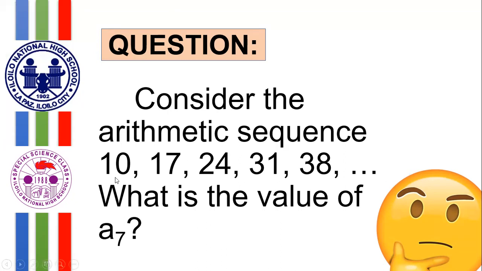17 minus 10, you have 7. 24 minus 17, you also have 7. 31 minus 24, that's 7. 38 minus 31, it's 7. So in this sequence, if you have a certain term and subtract its immediately preceding term, you get a constant value, which is 7. So this sequence has a common difference of 7, and it is indeed arithmetic. So what is the seventh value of this sequence?